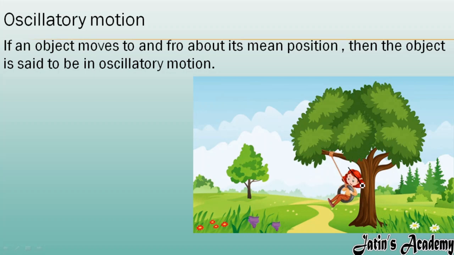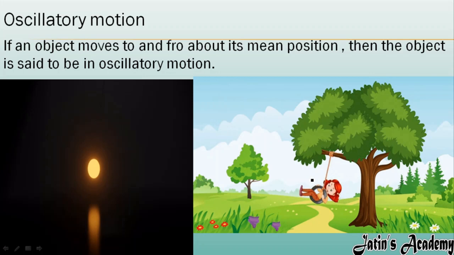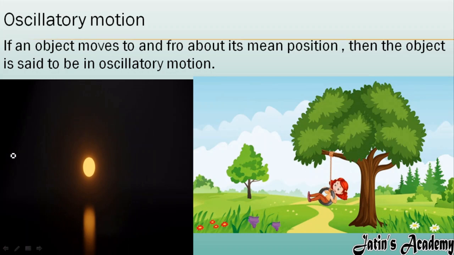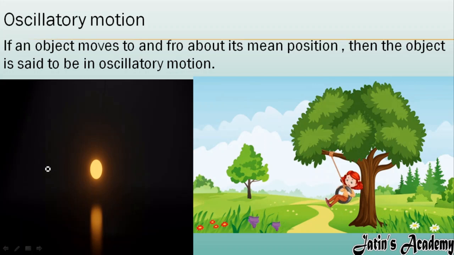Mean starting from here till here. So in the mean position, she is moving to and fro. So that motion is known as oscillatory motion. Next example, see this pendulum. When this ball is moving about its mean position, the object is moving to and fro. So what do you mean by oscillatory motion? When an object is moving to and fro about its mean position. So that object is in oscillatory motion.